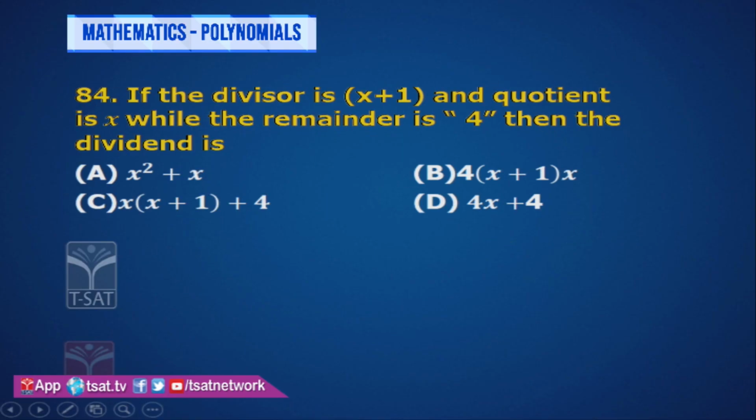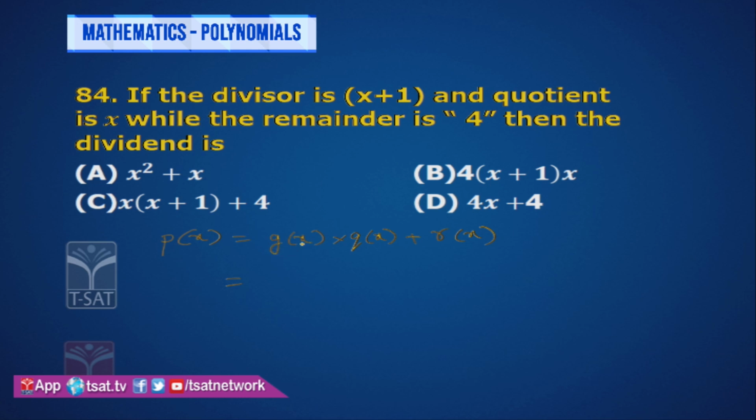Next, question number 84. If the divisor is x plus 1 and the quotient is x while the remainder is 4, then the dividend is? Dividend p of x equals divisor d of x into quotient q of x plus remainder r of x. This is the division algorithm. So we have to find out the p of x value.